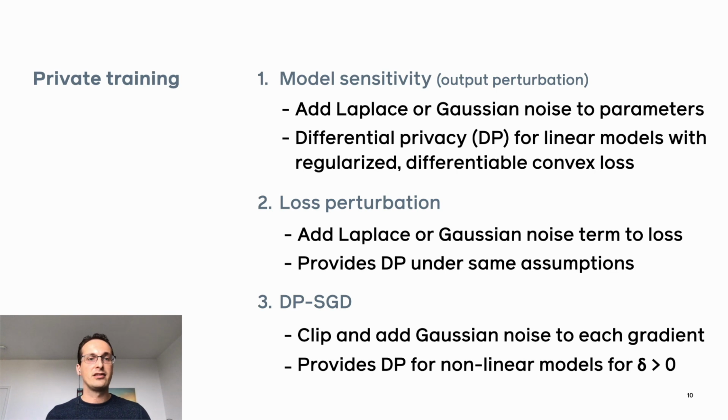The third method we looked at is differentially private stochastic gradient descent, or DPSGD. The idea in DPSGD is to perform stochastic gradient descent while learning, but for each stochastic gradient that's computed, to clip that gradient to have a restricted norm, and to add Gaussian noise to the clipped gradient before the parameter update is performed. This can provide differential privacy even for nonlinear models, although it does require that the privacy failure probability delta is larger than 0.